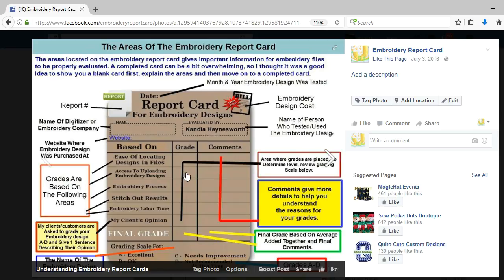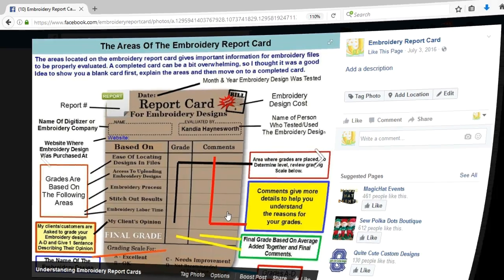And then in this column you will see the grade itself. So you'll see A, B, C, D, that kind of thing. And then here you'll see the comments, and this is very important because this is going to give you more detail to help you understand the reasons for the grades. So if you saw that something was absolutely beautiful but they got a C or a B and they didn't get an A, this is going to tell you why, because I'm going to put little notes here to help you understand what my thought process was, or what my experience was.